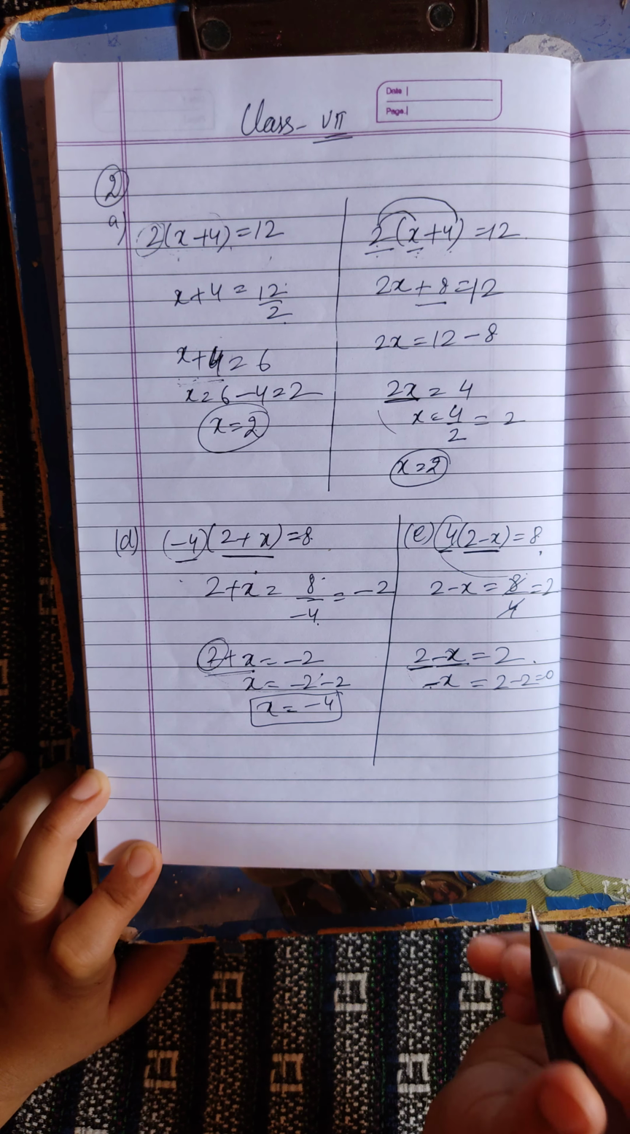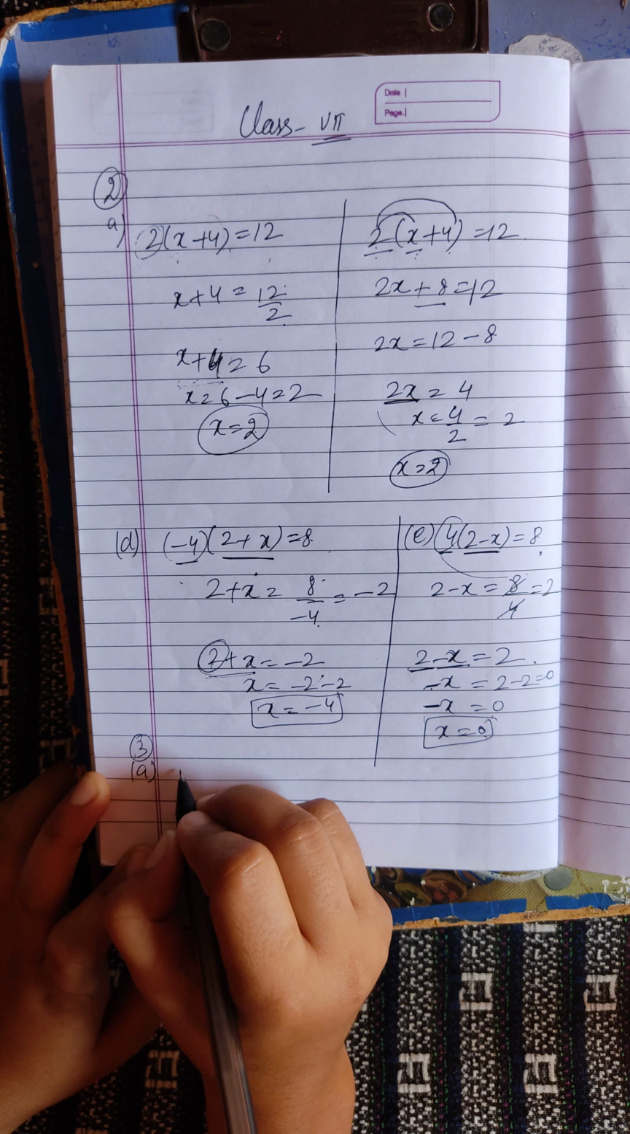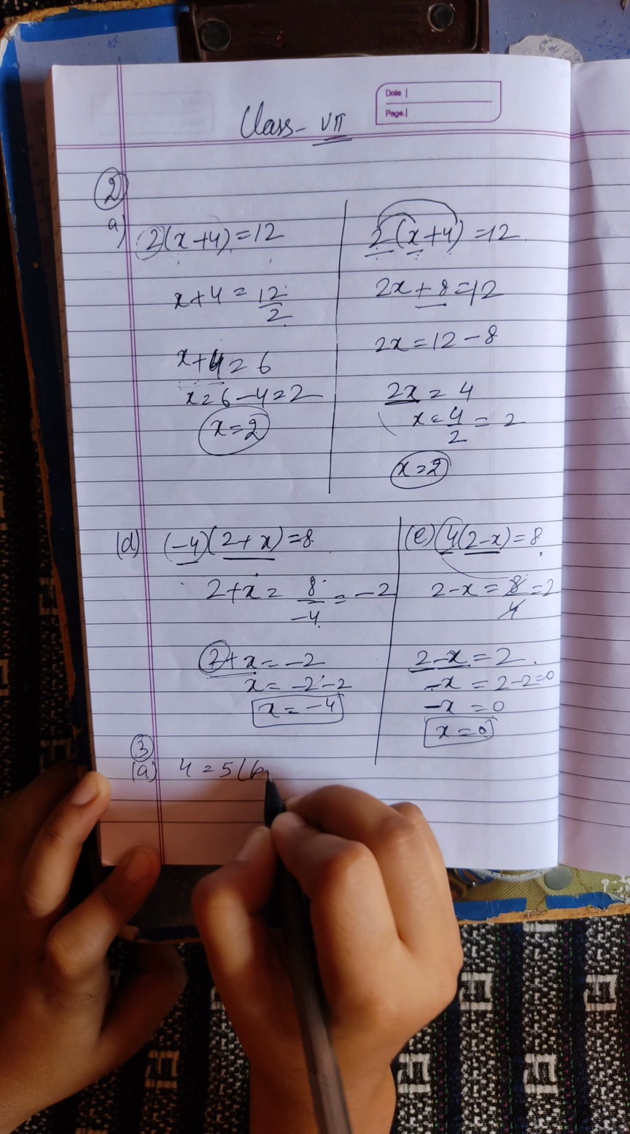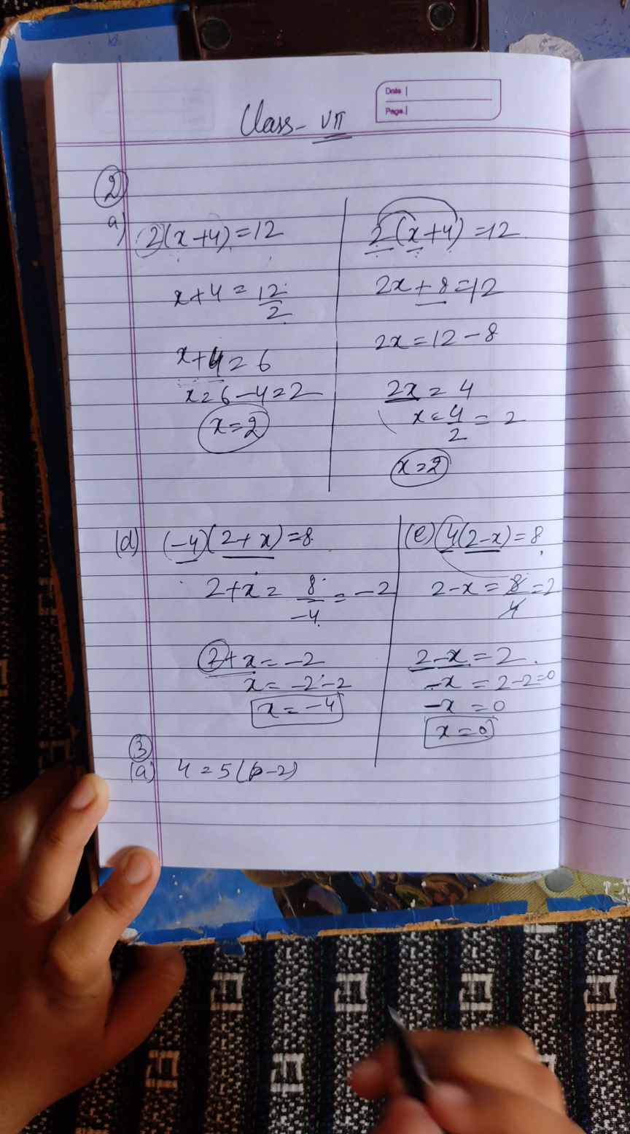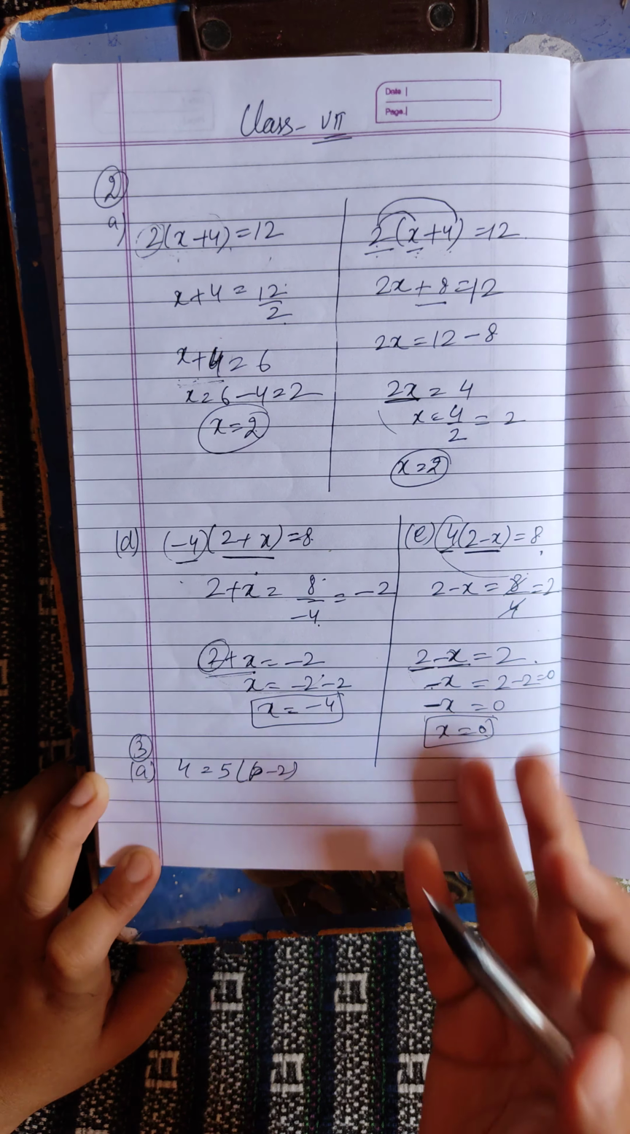Now see in the third part, A part is given to you. 4 is equal to 5 into p minus 2. In the same way as we have discussed earlier, firstly we have to take 5 to the left hand side. We have to do the transpose and it will be changed into division. This is equal to p minus 2. Now see, p minus 2 is equal to 4 by 5.